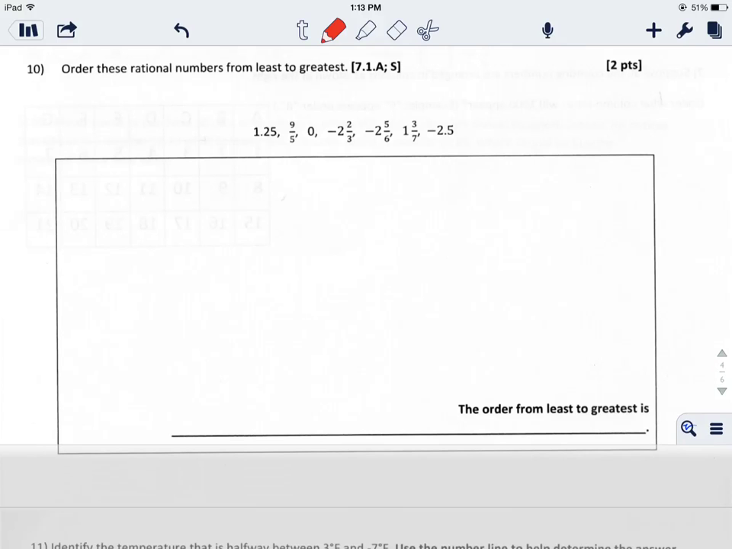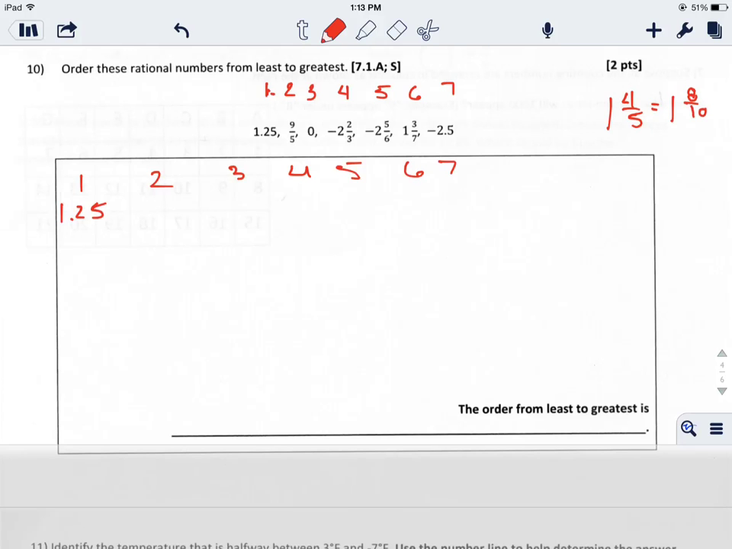So I'm just going to label these as the numbers 1, 2, 3, 4, 5, 6, 7. And down here I'm going to do the same thing, 1 through 7. I'm going to rewrite them all as decimals. So that's 1.25, obviously. 9/5 is going to take a little bit of work here. That would be 1 and 4/5, right? 1 and 4/5 equals 1 and 8/10.